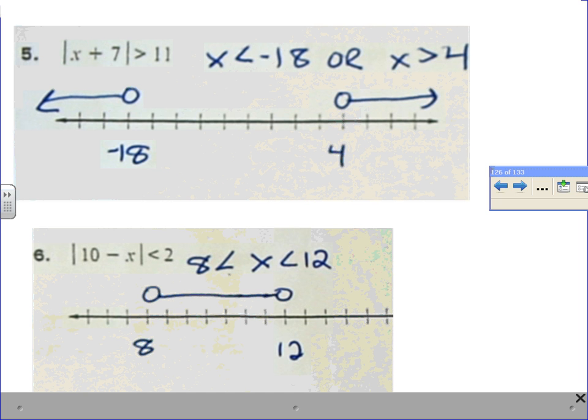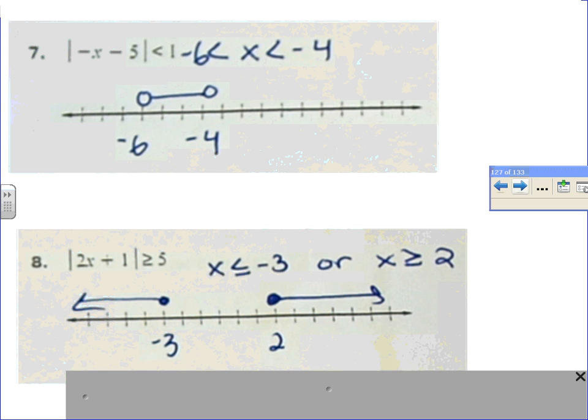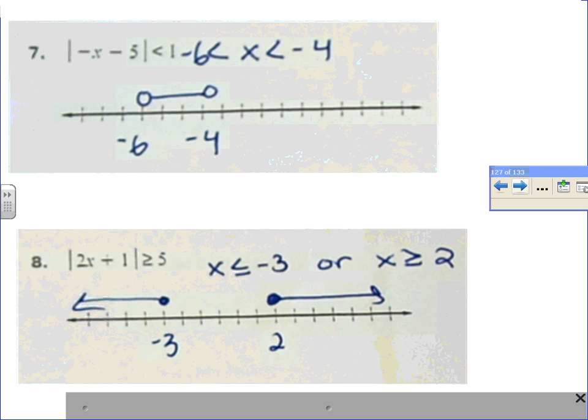Number 6, x is greater than 8, and x is less than 12. Open circles, connect in the middle. 7, x is greater than -6 and x is less than -4. Open circles, connect in the middle. Number 8, x is less than or equal to -3, or x is greater than or equal to 2. Filled in circles, arrows going in opposite directions.